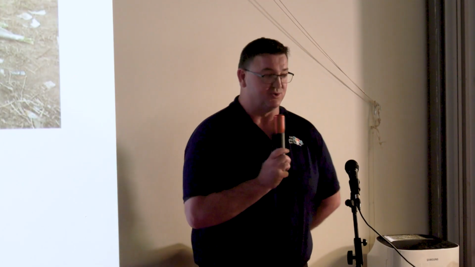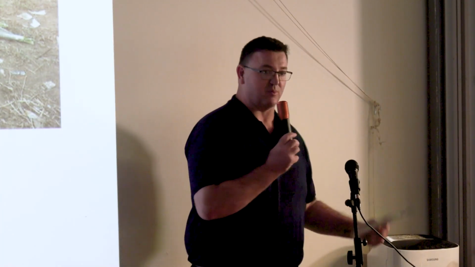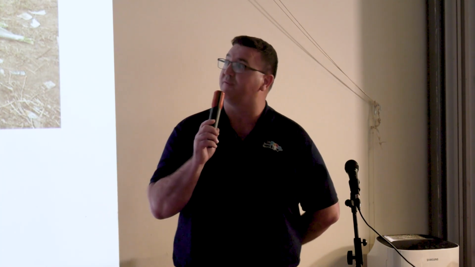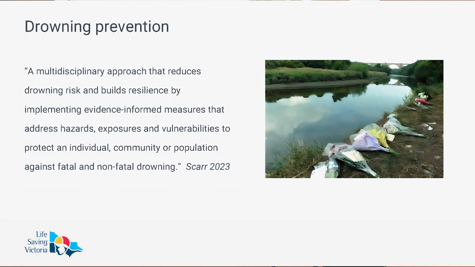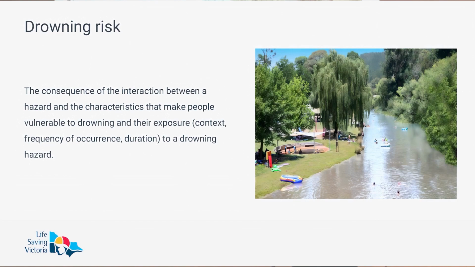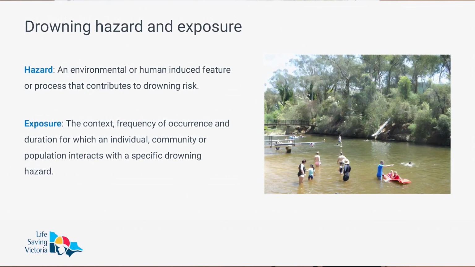When we talk about drowning and waters and riverways, there's a little bit of a language that we actually speak to. Drowning prevention sits as a multidiscipline that builds resilience and awareness in a community that identifies risk and vulnerability. Additionally, we've got the drowning risk. So what is a drowning risk? It's essentially the consequences around what happens when you enter a waterway and the potential liability or opportunity that may occur. We also talk about hazards and exposure.